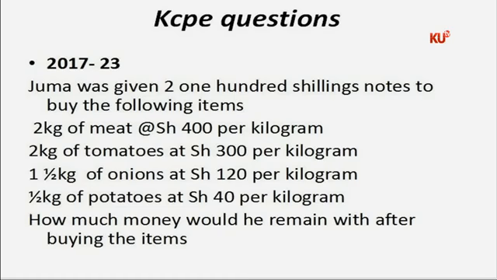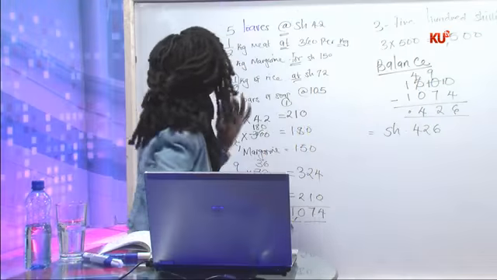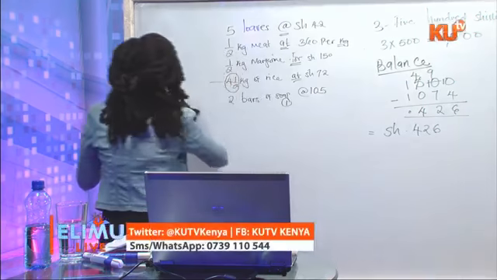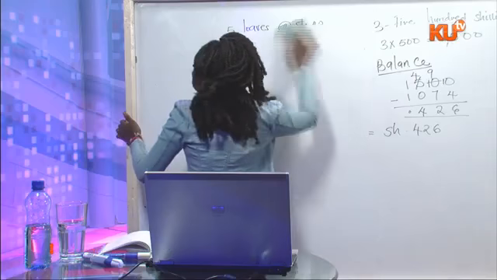So the question still wants us to get the balance, because it is asking how much money would he remain with after buying the items. So just like the way we have done the rest, we start by preparing a bill. Preparing the bill is the first step. So we prepare the bill to see how much he paid.